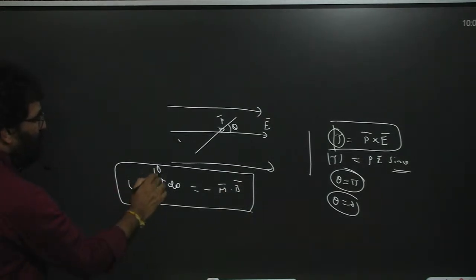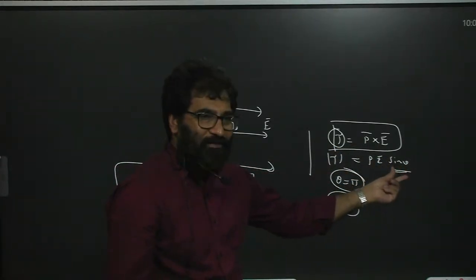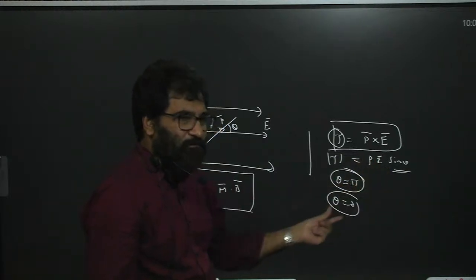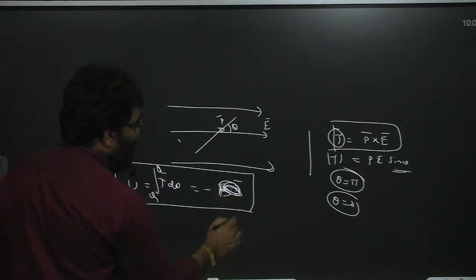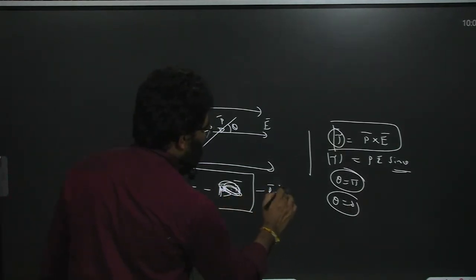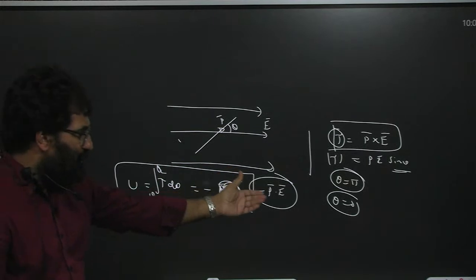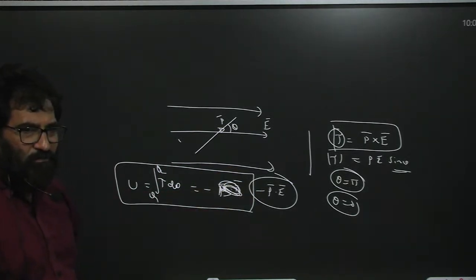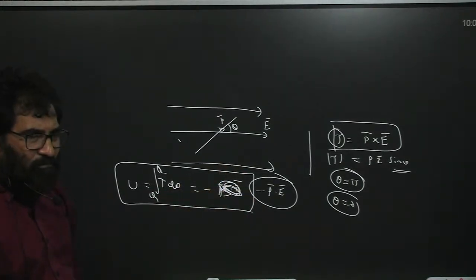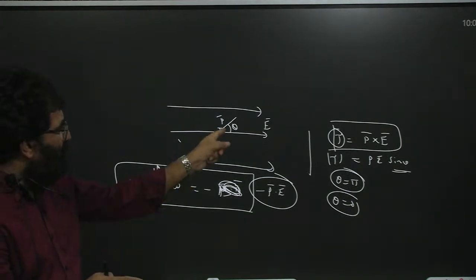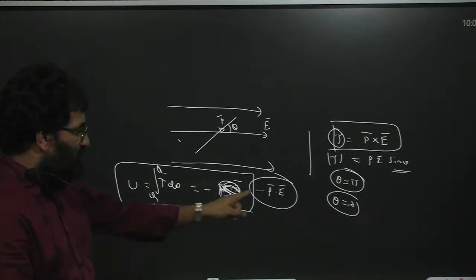Integrating tau d theta from theta 1 to theta 2, we get PE sin theta d theta. On integration, we get minus PE cos theta. PE cos theta is nothing but P bar dot E bar, so the potential energy is minus P bar dot E bar. It is the same in a magnetic field also. The minus sign indicates that the potential energy is always minimum when the electric field and the dipole are both in the same direction, and maximum when they are in the opposite direction.